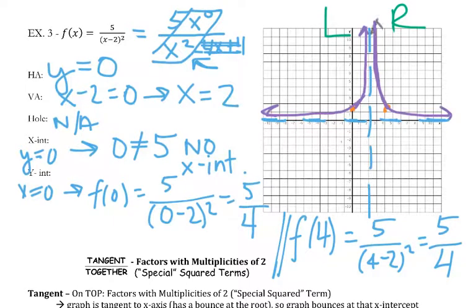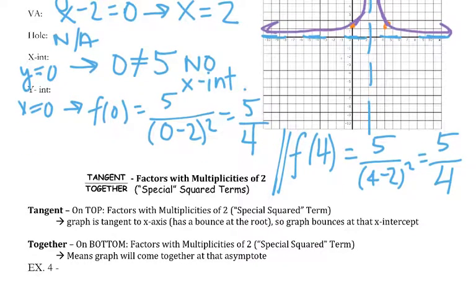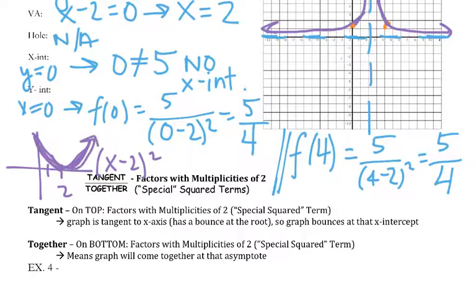Now, there is actually a trick that will allow me to figure out where this goes without having to plot the point. And that's what I've got down here, this tangent together. When we learned about polynomial functions, if something had a multiplicity of 2, so if we had x minus 2 squared, it touched at x equals 2, but it bounced. Right? It touched but bounced.